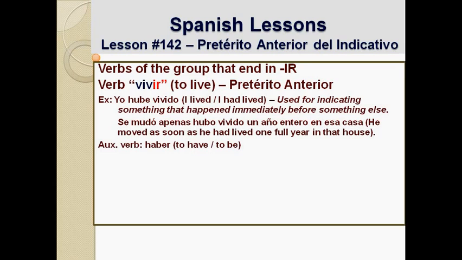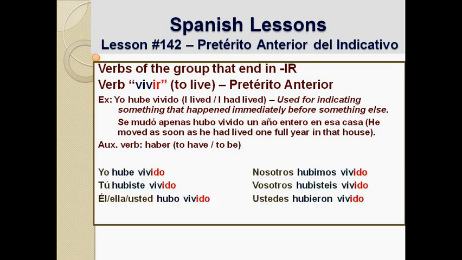Here you can see we're still using the auxiliary verb haber. Let's begin. Yo hube vivido. Tú hubiste vivido. Él hubo vivido. Or ella hubo vivido. Or usted hubo vivido.